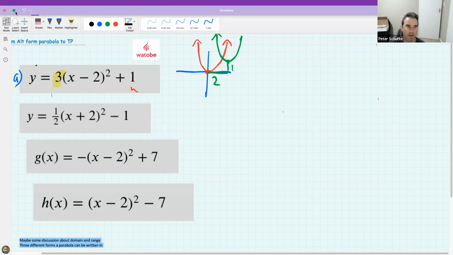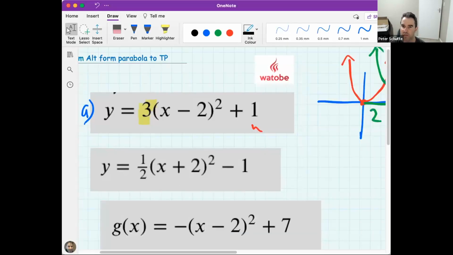I've lost my chat thing for a second for some reason. Where did it go?